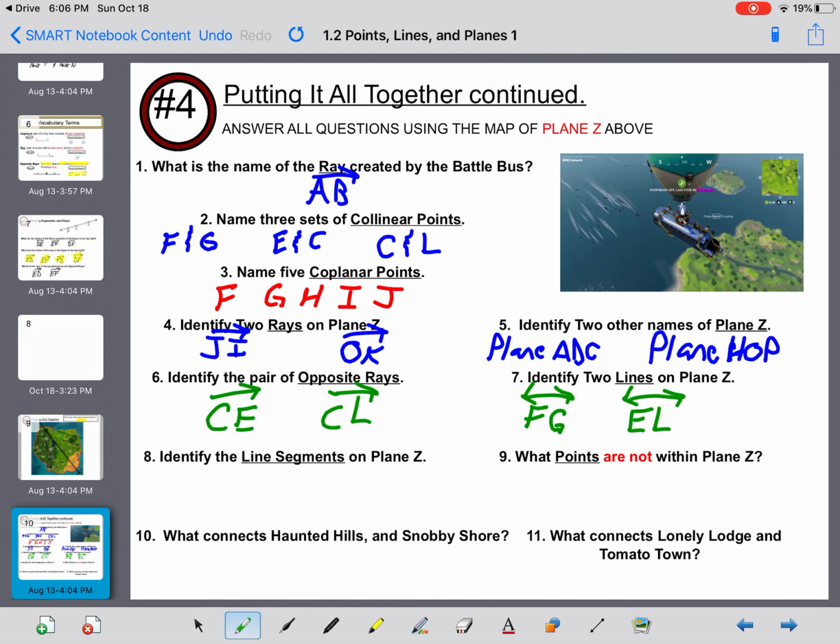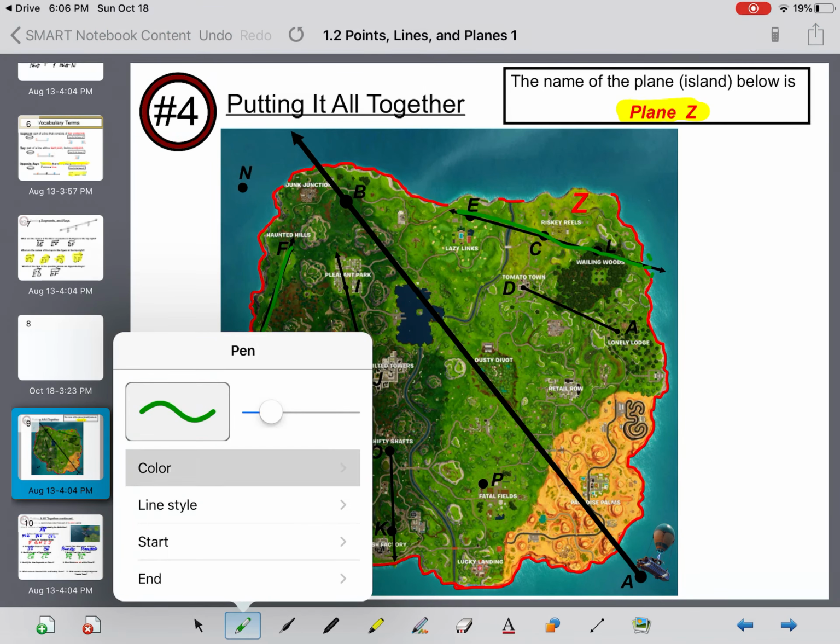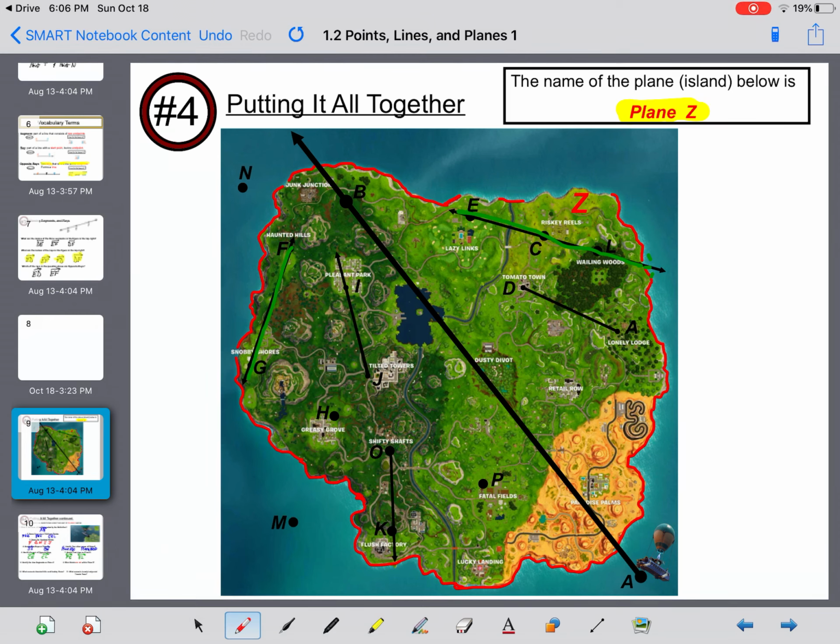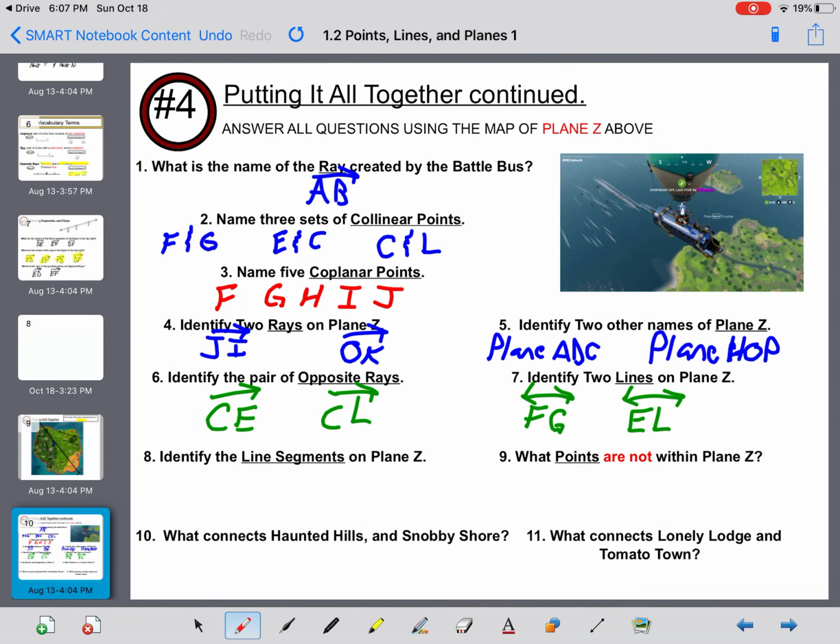Identify the line segments on plane Z, meaning they have two distinct endpoints and they do not continue forever and ever in the directions. Okay, the segments that I see, meaning they have no arrows on their lines, would be DA, right here, DA. And what else? Do we have another? That may be it. I think we just have DA.